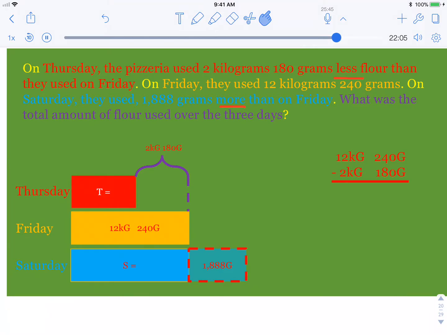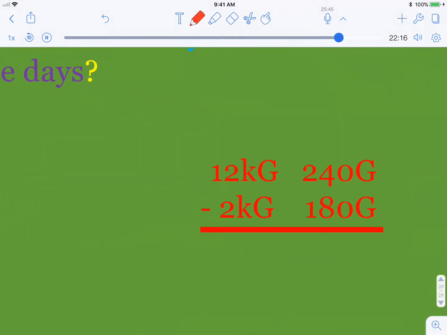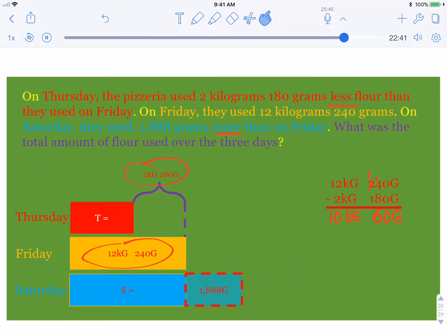I know they used 2 kilograms, 180 grams less than they used on Friday, so I'm going to subtract those two amounts. So I have my grams. 0 minus 0 is 0. 4 minus 8, you can't do it. Let's borrow 1 from the neighbor and let it set in front of it. 14 minus 8 is 6. 1 minus 1 is 0. Then my kilograms. 12 minus 2 is 10. So on Thursday, the pizzeria used 10 kilograms, 60 grams.